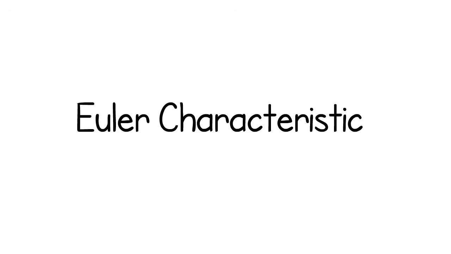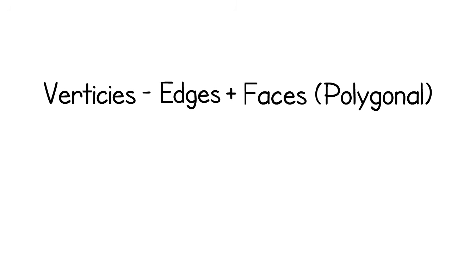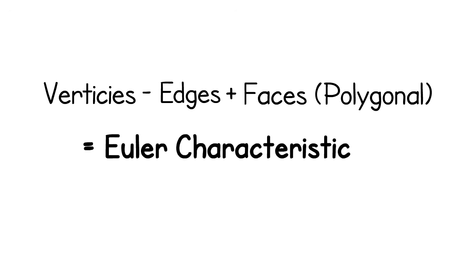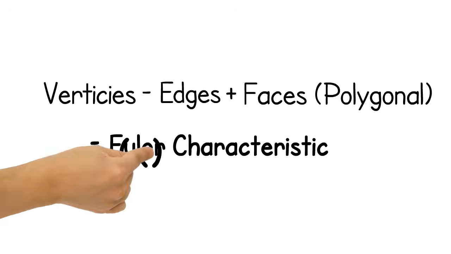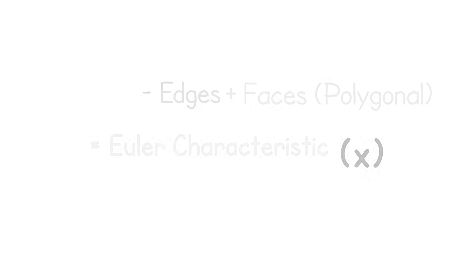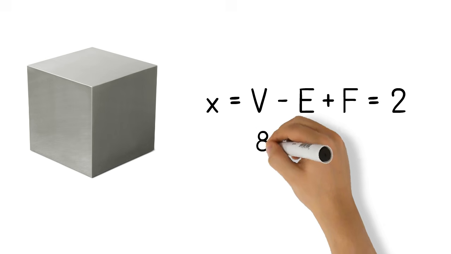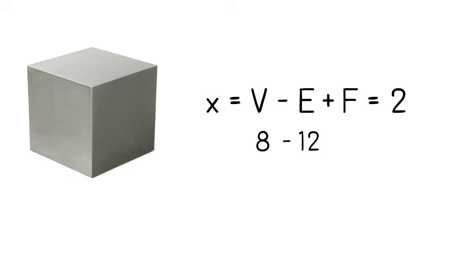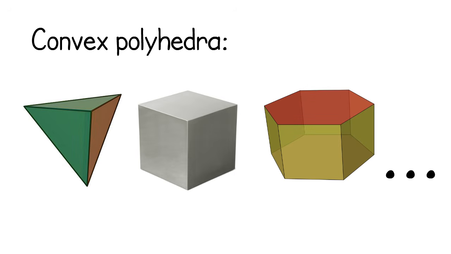For any given surface, the number of vertices minus the number of edges plus the number of polygonal faces is known as the Euler Characteristic, which is denoted by the Greek letter chi. For example, the Euler Characteristic of a cube is 2, since V is 8, E is 12, and F is 6. In fact, Euler proved that all convex polyhedra, surfaces like tetrahedra, cubes, and other prisms, have Euler Characteristic 2.